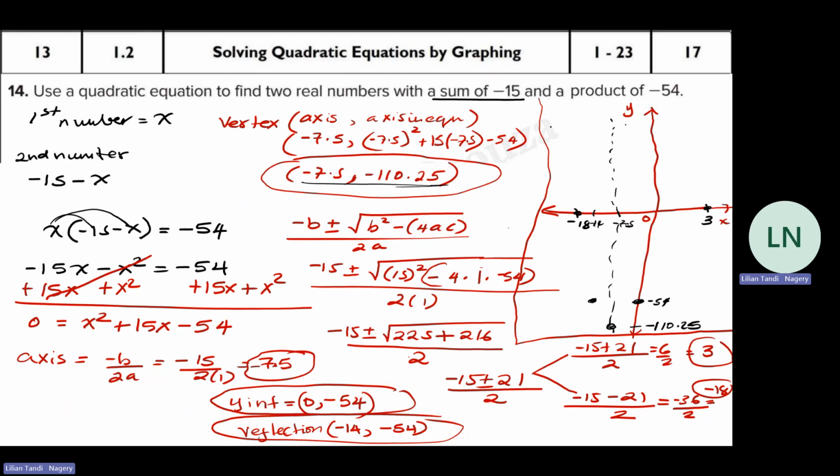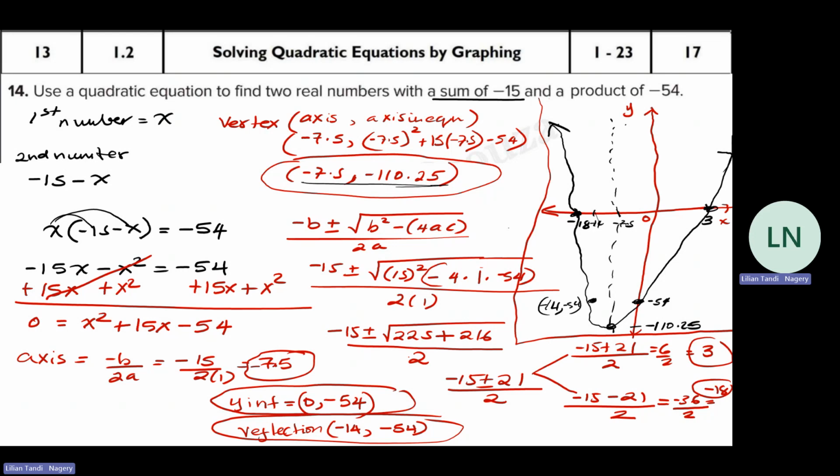Then with your pencil, just join your points. So there. And you put your arrow. So choose the graph like that. This should be at negative 18. This should be at 3. This point here should be at negative 15. This should be negative 15, comma, negative 54. If it is not there, then that's not the graph.